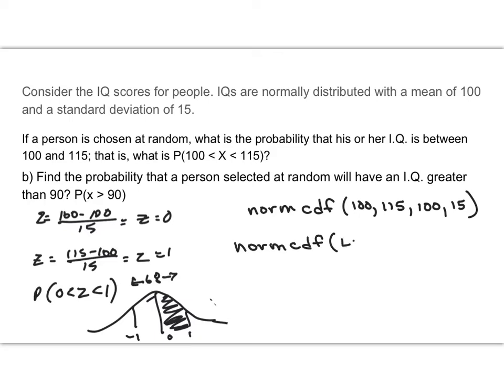So it's still lower bound, upper bound, mean, and standard deviation. So that'll save you some steps. And when I do that with my calculator, I get 0.3413. Pretty close to 34%.